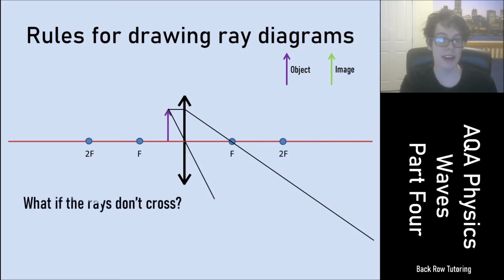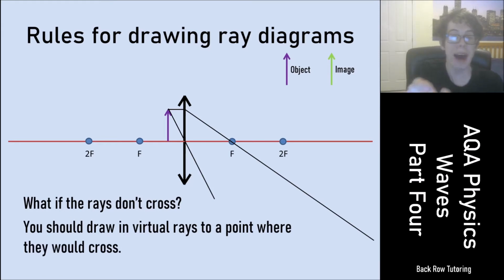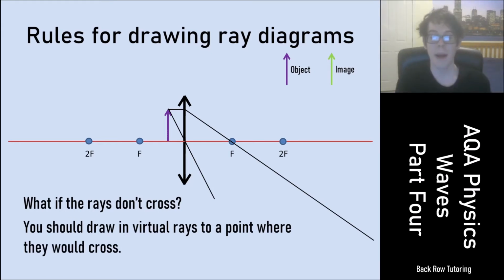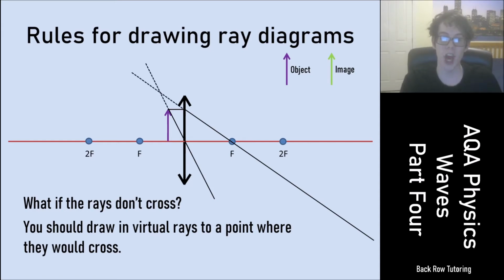But what if the rays don't cross? Well, if the rays don't cross, what we do is we trace back the real rays onto the other side of the diagram as virtual rays, like this. And where the virtual rays cross, we'll draw in our image, like that.